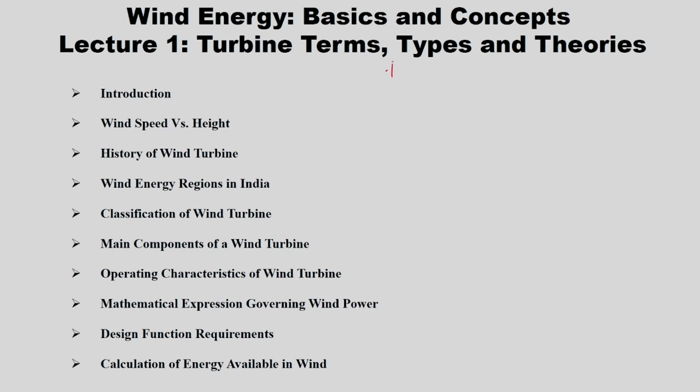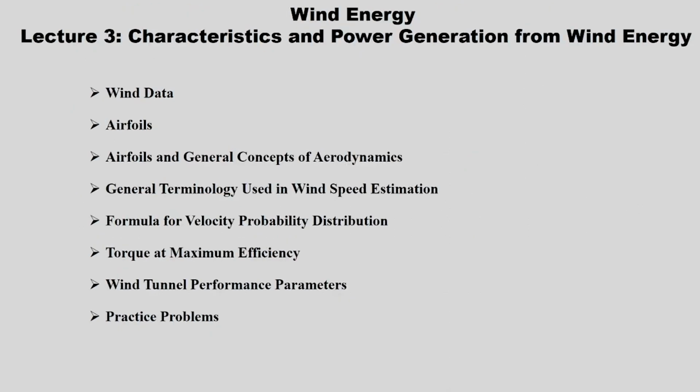We spent almost 2 lectures on turbine terms, types and theories, because we calculated the energy available in the wind. That is nothing but Betz's limit, and to derive it took almost 1 lecture. So we spent lectures 1 and 2 on turbine terms, types and theories. These are the topics we discussed, so before going into today's lecture, we will review what we have done last week.